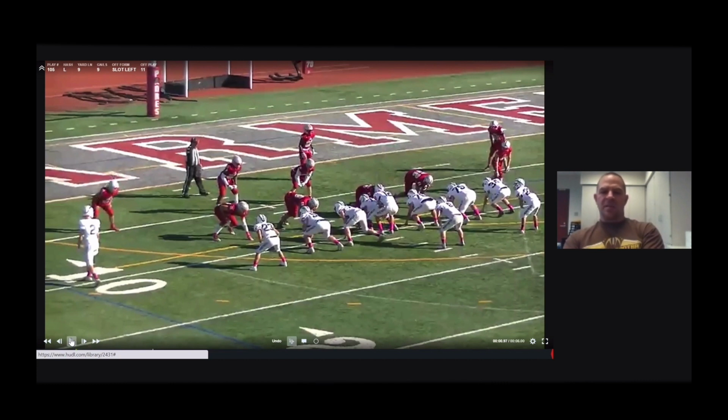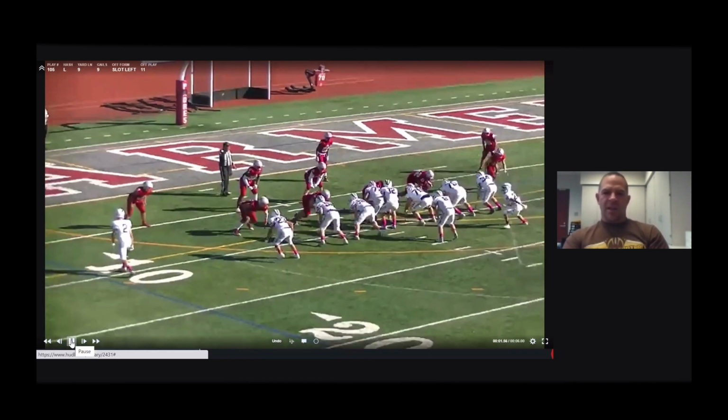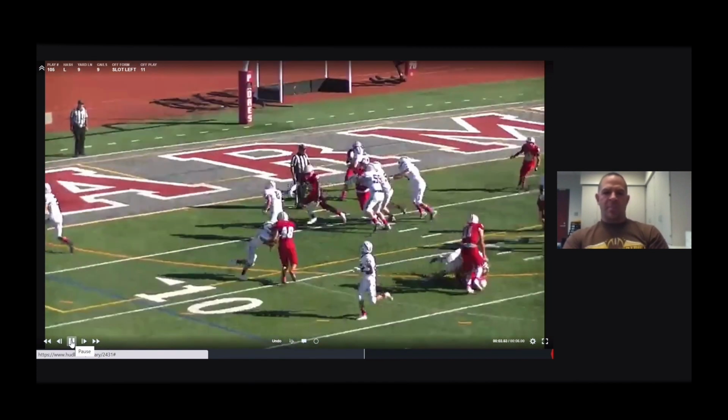Okay, in this instance, I believe it's slot left. So here's the quick guard. He's going to be the trapper. Okay, so all we're doing, we're in slot formation. Guys, don't worry. Just run fullback trap. So here it is, slot left. They're just running fullback trap out of slot.